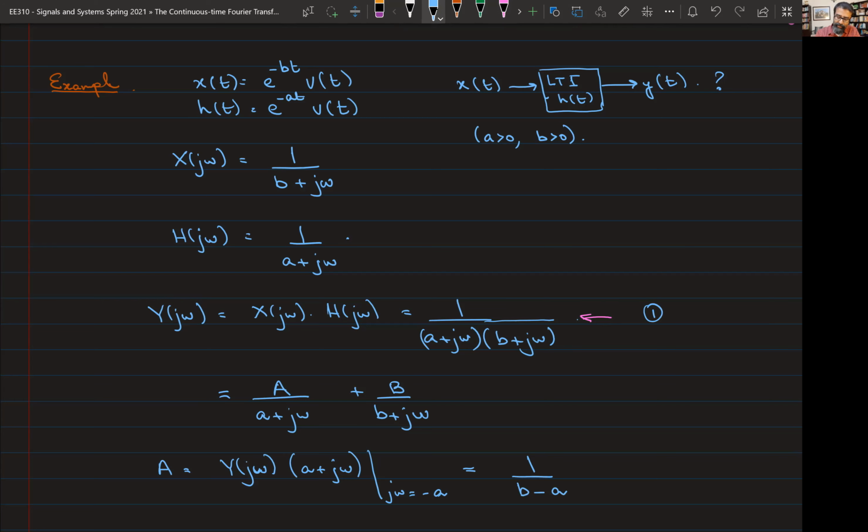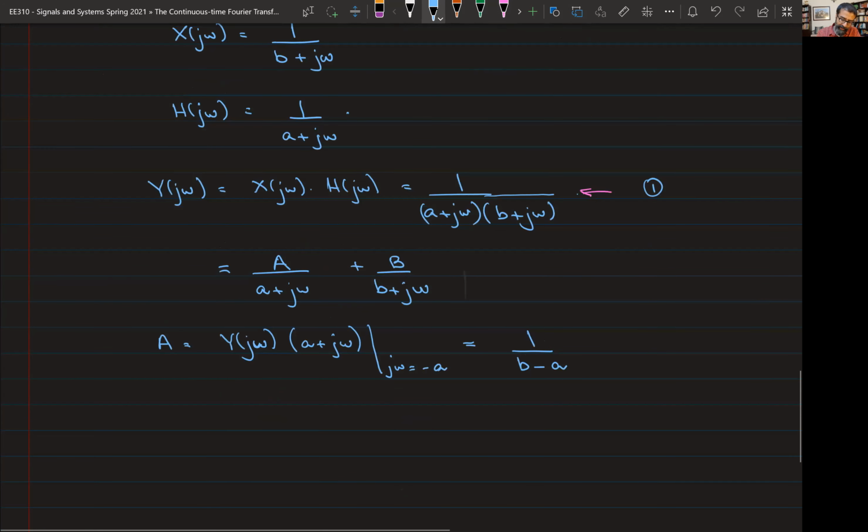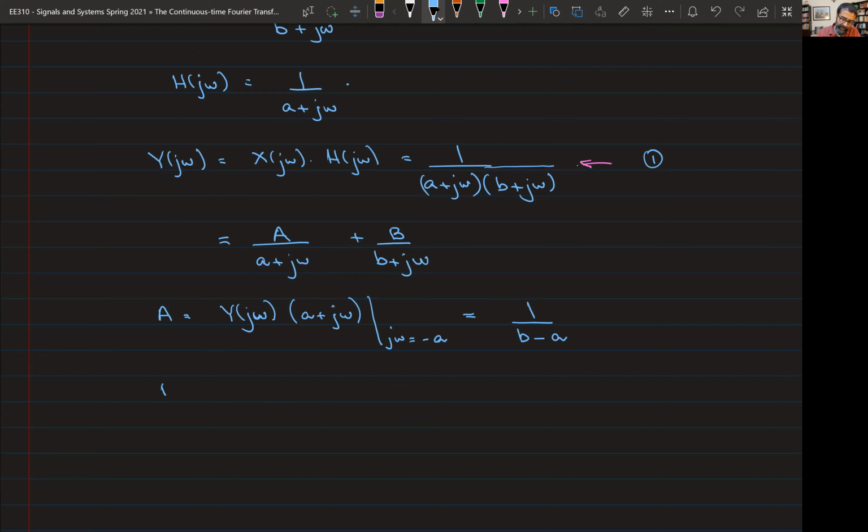Right. So what about B here? Capital B is just simply going to be equal to Y of j omega times b plus j omega, with j omega you just plug in equal to minus b, and this turns out to be equal to 1 upon a minus b. Okay, so this is what A and B are. And by the way, this holds true only when b is not equal to a. Otherwise, you're going to run into trouble.